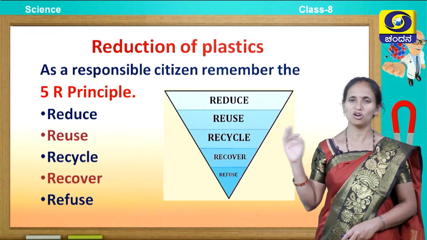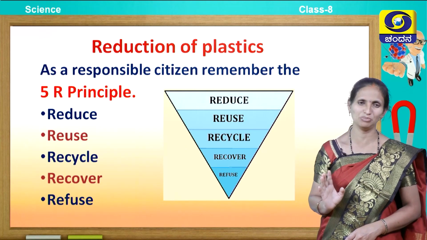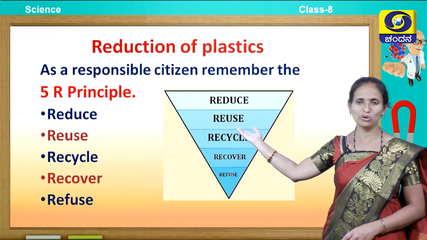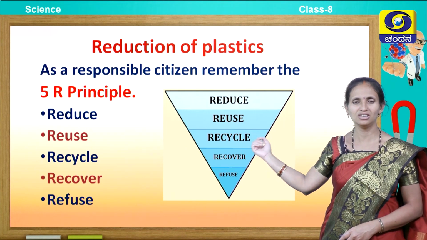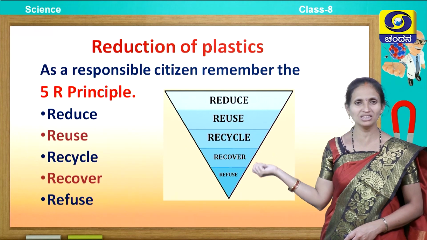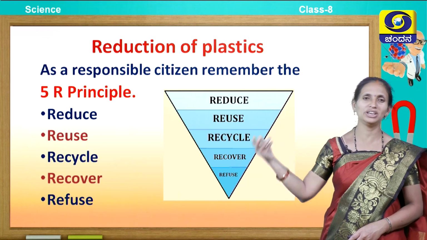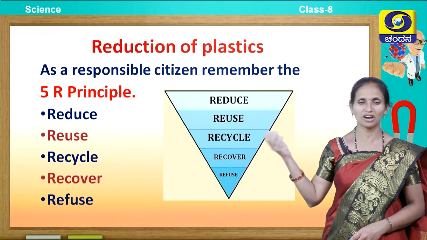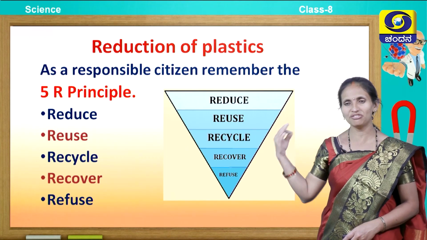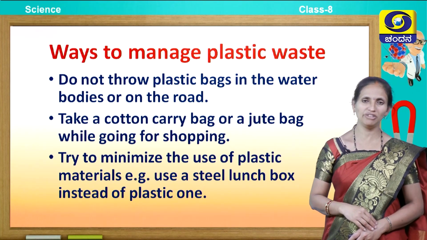Every citizen of a country should follow these 5R principles. What are these 5R principles? Reduce, reuse, recycle, recover, refuse. You should reduce the use of plastic, you should try to reuse the plastic, you should try to recycle the plastic, also try to recover and also say no to plastic. So, if every citizen says no to plastic, what are the ways to manage plastic waste?